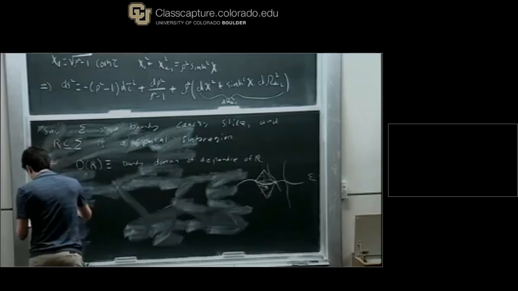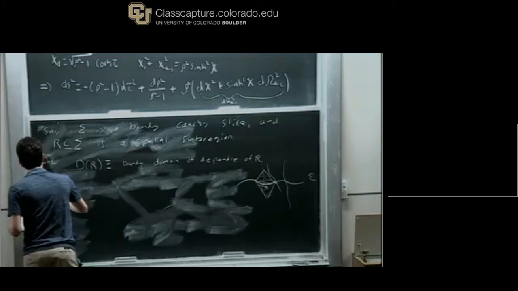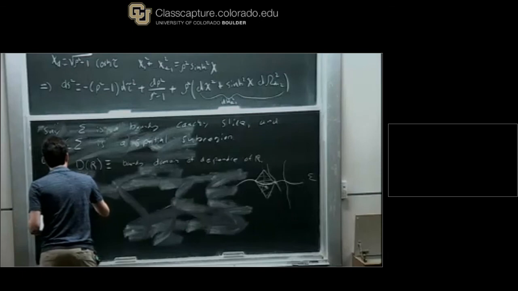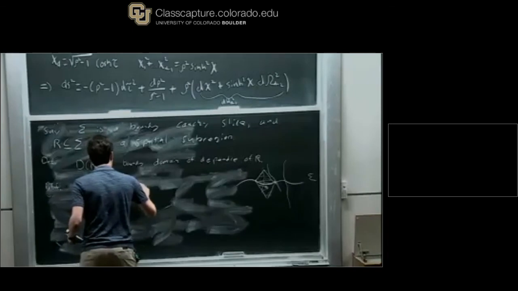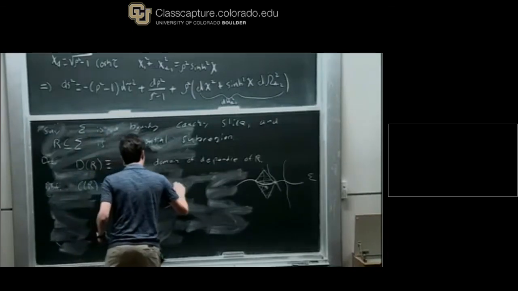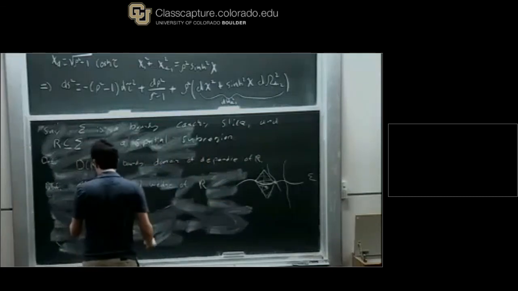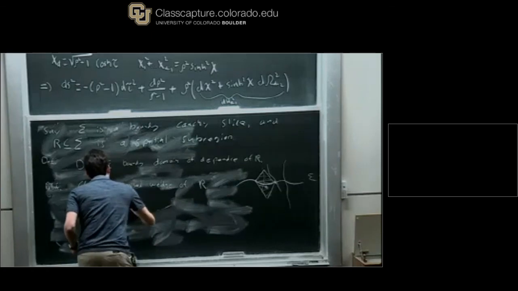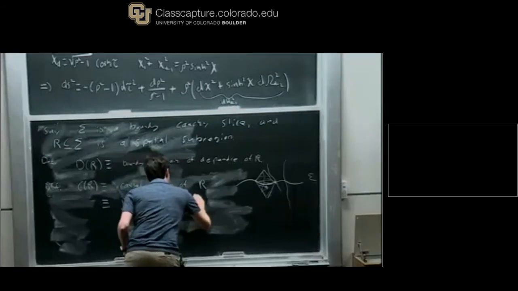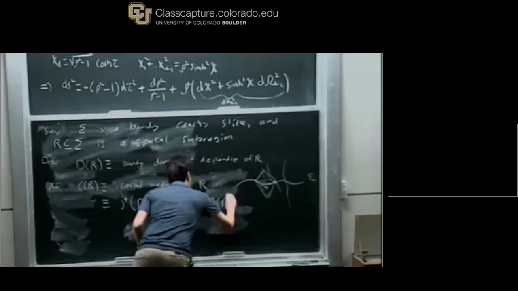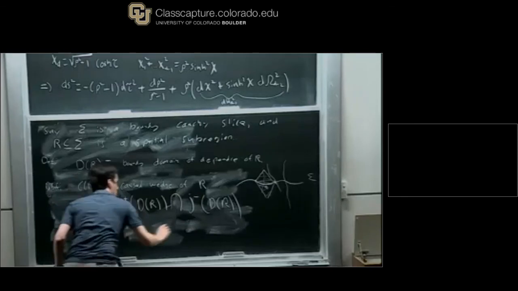So then, finally, we define the causal wedge. That's definition number one. Definition number two is that C of R, which is the causal wedge of R, is defined as the intersection of the bulk past and future of D of R. I want to emphasize this is the bulk, and this is the bulk.